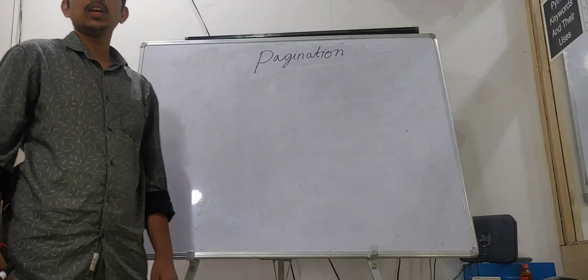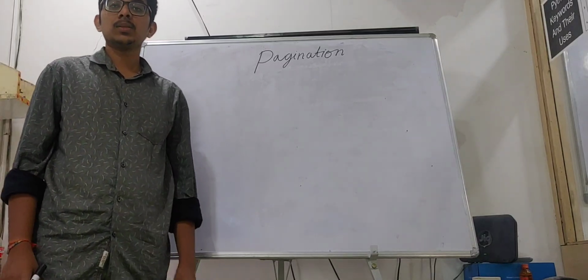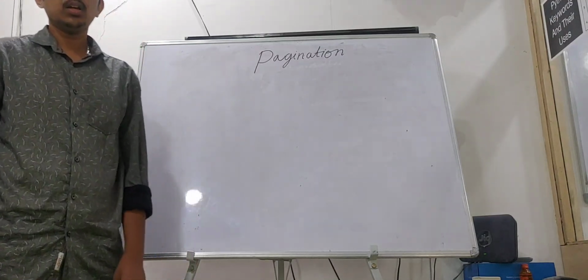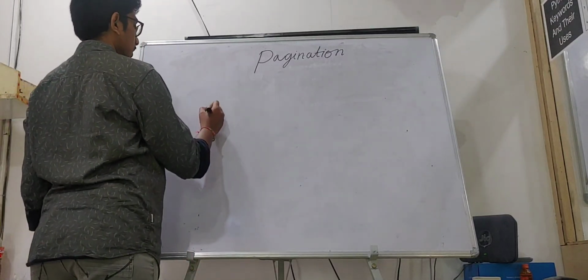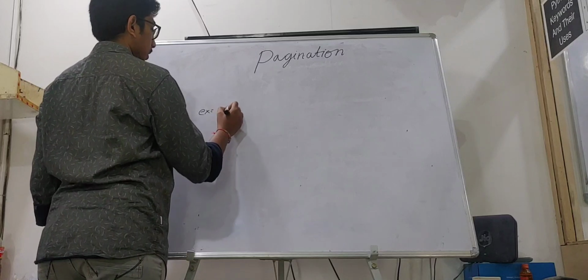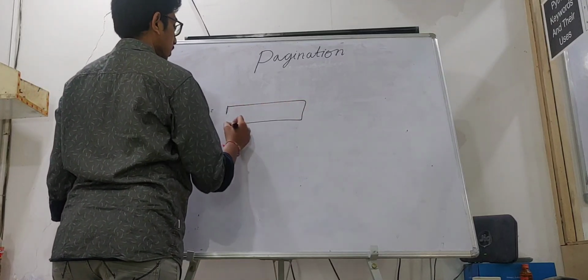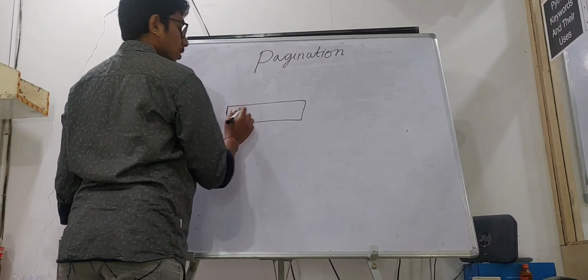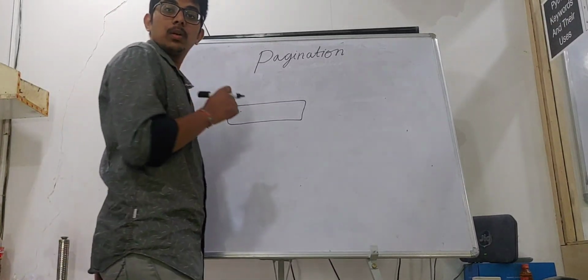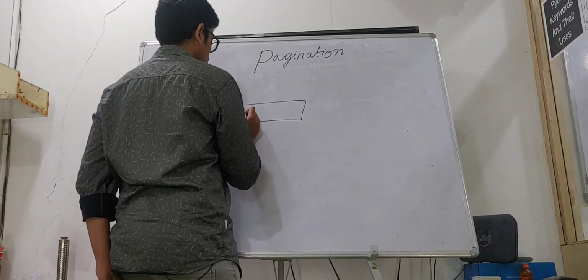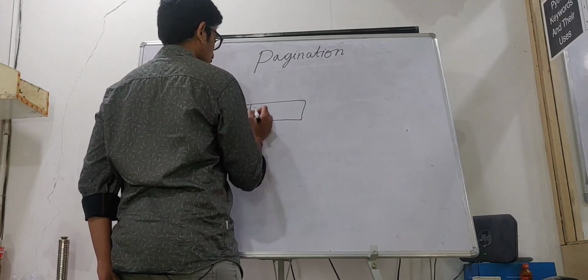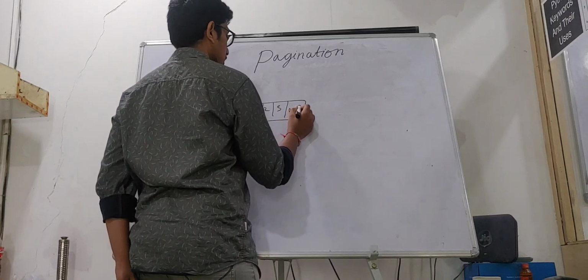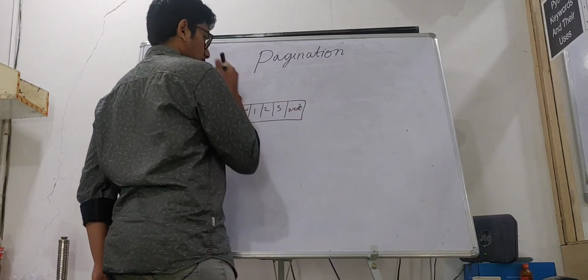Using pagination, we can split the data into several pages with previous and next. For example, you see this in every application, I think. Previous, 1, 2, and 3, and next. This is called pagination.